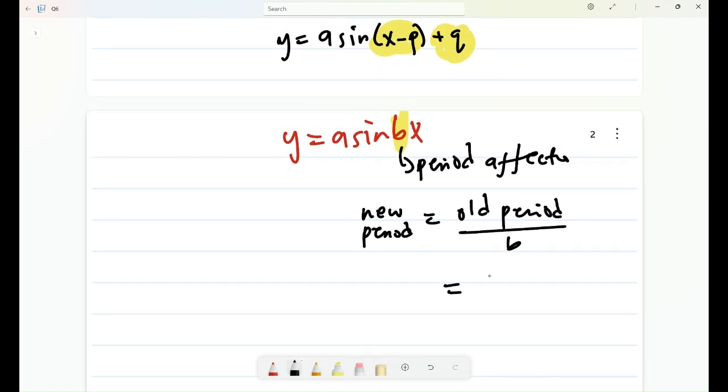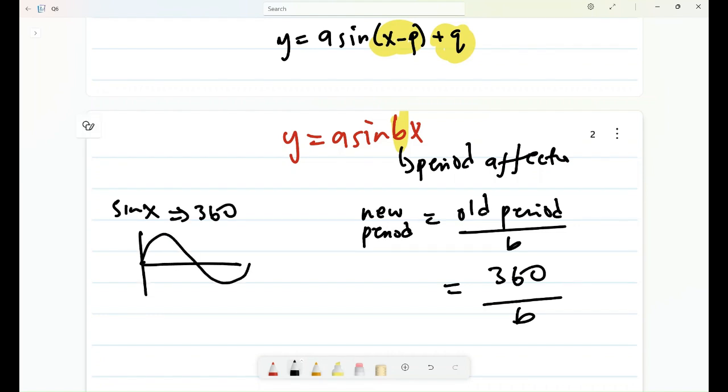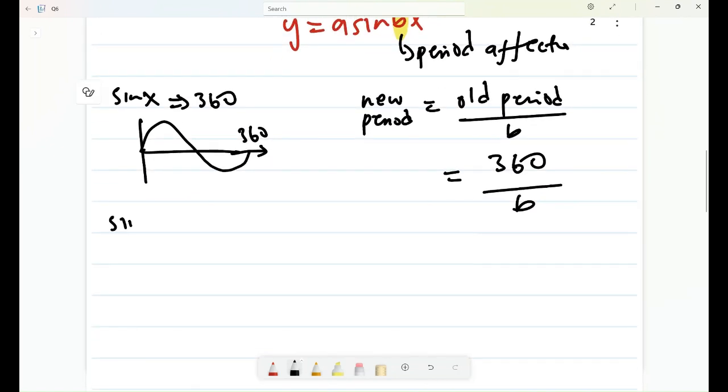Now, remember for sine graph, the period is 360, but divided by b, it affects the period. If I'm having sine x, the period is going to be how much? 360 degrees. Why? Because I'm having something like this. Okay? This is 360. But if I were to have sine 2x, it's going to narrow down my period to 180. Why? Just divide by b, which is our period affector. Can you see that? This is our b, our period affector. Just divide by that b, it is 2. You get how much? 180.